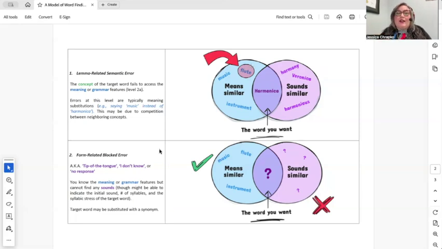The next kind of error, the fancy name, is the form-related blocked error, better known as the tip of the tongue, I don't know, or a no response. This is really frustrating for people because they know the concept, they could describe everything about a harmonica to you, and they also have the right grammar components, but they just can't find any of the sounds. Interestingly, though, they may be able to have the initial sound, like I know it starts with an H something, but they may also even know the number of syllables and even the syllabic stress. So they may even know it's harmonica, but they just can't find the associated sounds, which is extremely frustrating for people.